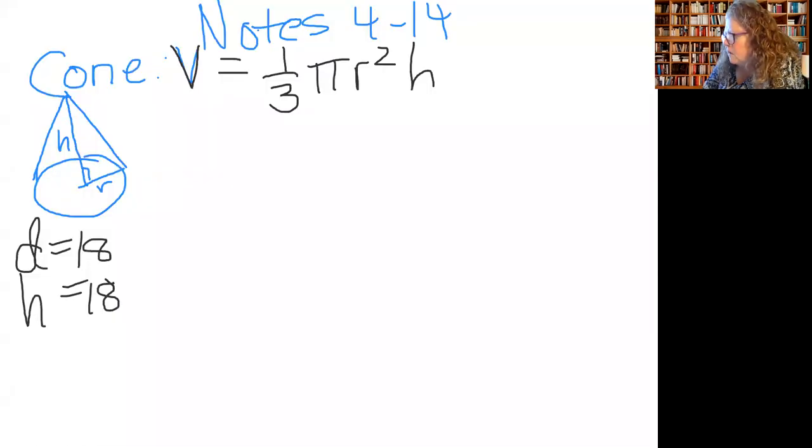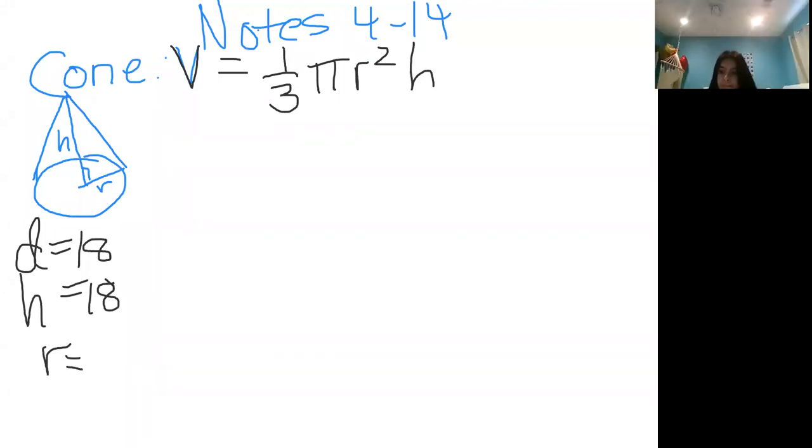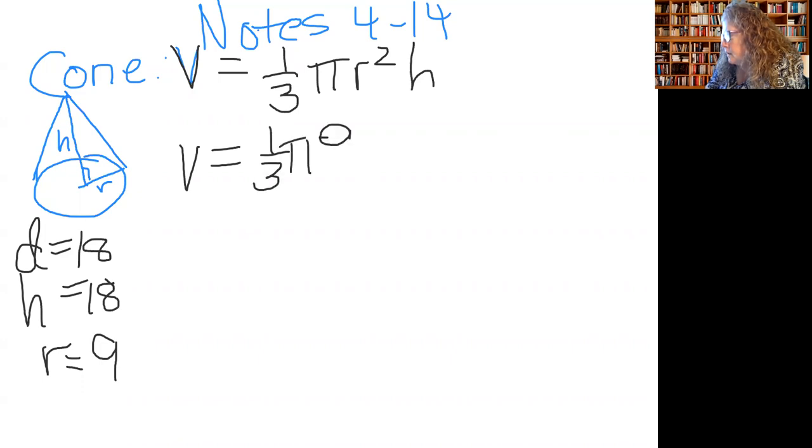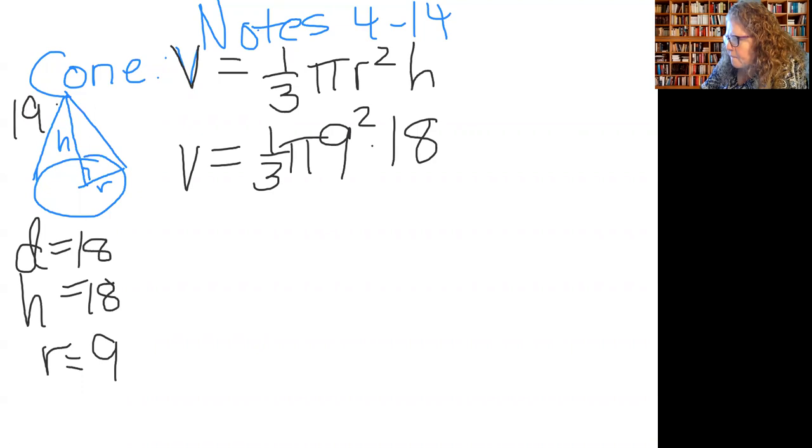Okay, so what's my R? 9. Okay, because it goes halfway across. So now let's fill in what we need. Volume is equal to 1/3 pi 9 squared times 18. This is number 19. Okay. So what are we going to do first? What part of this?